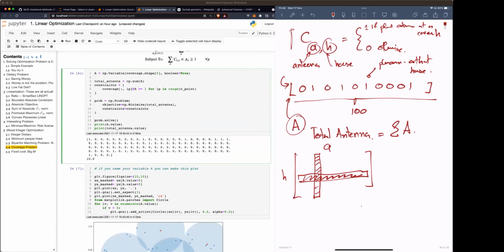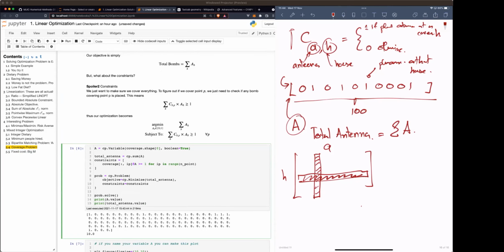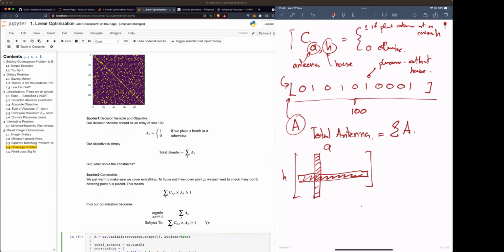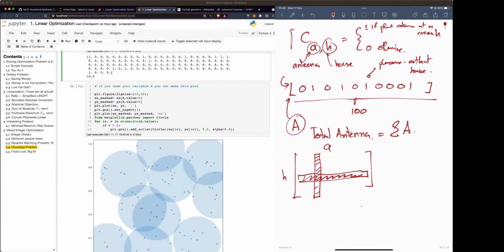Okay, and this problem is actually called the coverage problem. It's actually a pretty famous problem. Okay, any questions so far though? Any questions? Okay, any question?